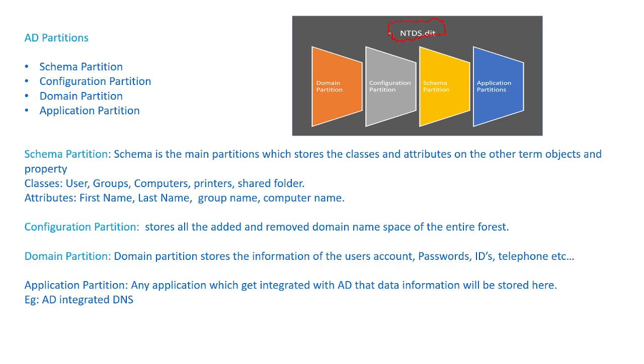Okay, so for better management and to segregate the data, it has created multiple partitions. Basically, by default it will have only three partitions: one is the schema partition, another one is the configuration partition, and the third one is the domain partition. So by default only three partitions will be there in Active Directory. But the fourth one is the application partition. This will come only when you integrate any application with Active Directory. Okay, AD integration.